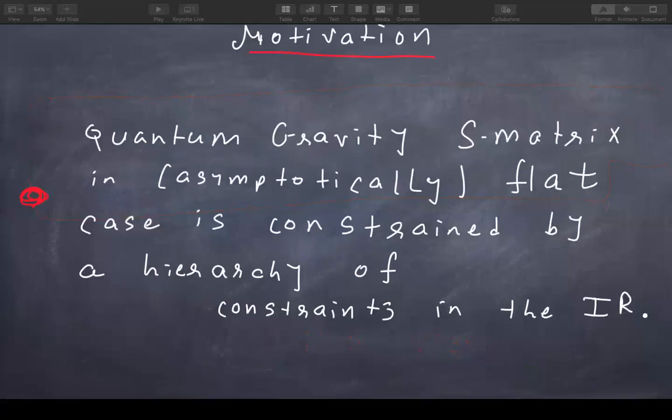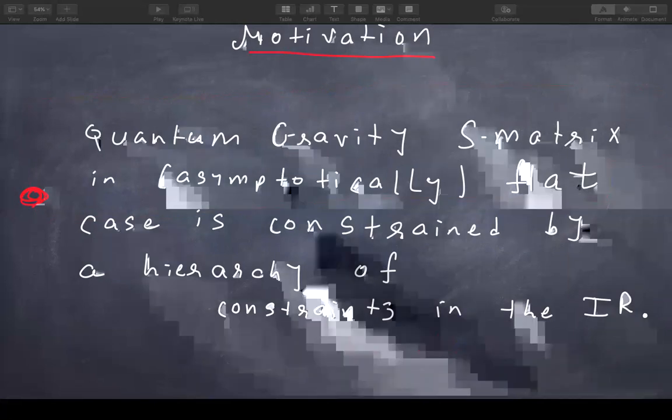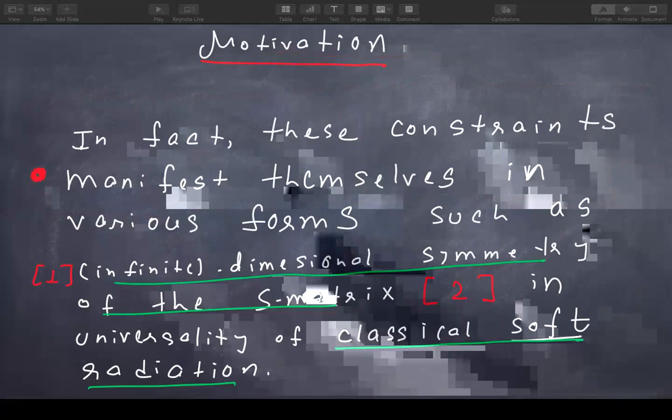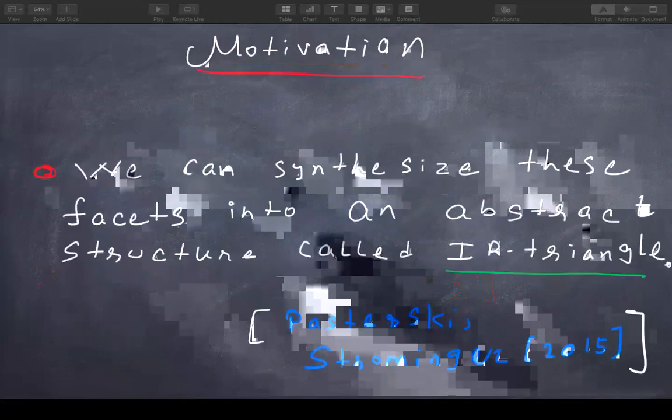So let me start with some motivation. As I guess most of you would know, quantum gravity as an S matrix in the asymptotically flat case is constrained by a hierarchy of relations in the infrared. In fact, these constraints manifest themselves in many forms. For example, as an infinite dimensional symmetry of the S matrix that we will look at in some detail in the talk, and also as a universality of classical low energy gravitational radiation, or what is called the classical soft radiation.